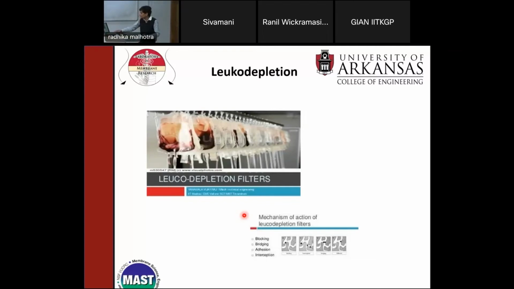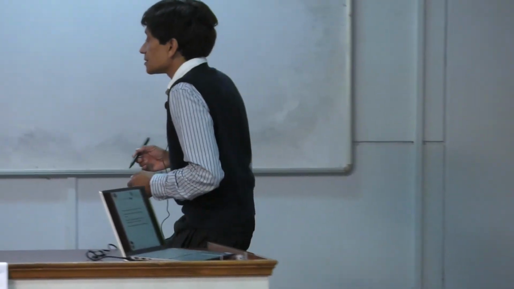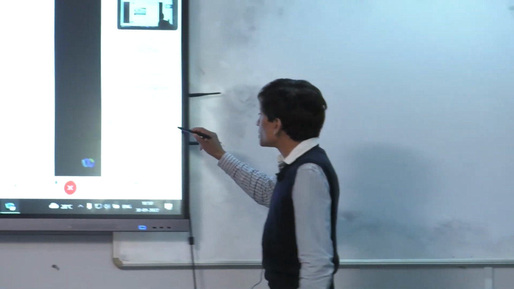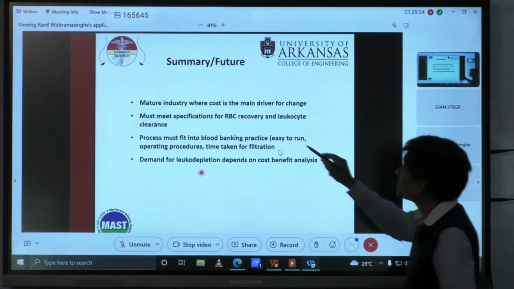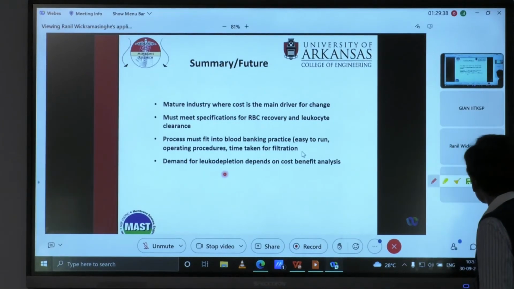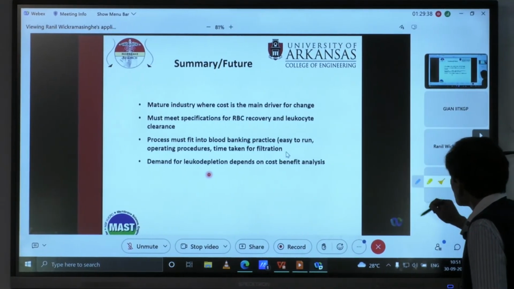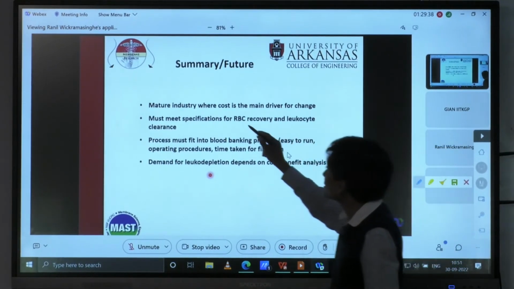A couple of other things to bear in mind with this is that this is a very mature industry. Today, leukodepletion is routinely done. These filters are quite cheap, actually. So it's an industry where cost is the main driver for change. If you can design a leukocyte filter that is 80% the cost of current ones, you'll have a market. So cost in this case is important.